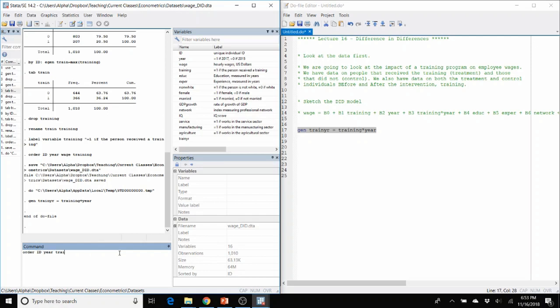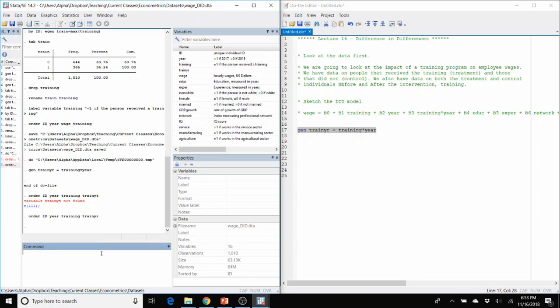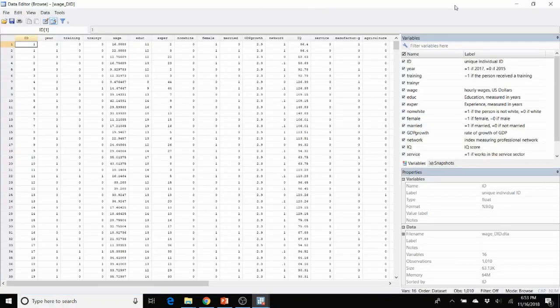Let's do training, and then train year. Oh, I misspelled train year. All right, so let's just do that, and then let's take a look at our data. Here we go. We've got the ID number, and we have year. Then we have the training variable, and then we have the interaction between the two.